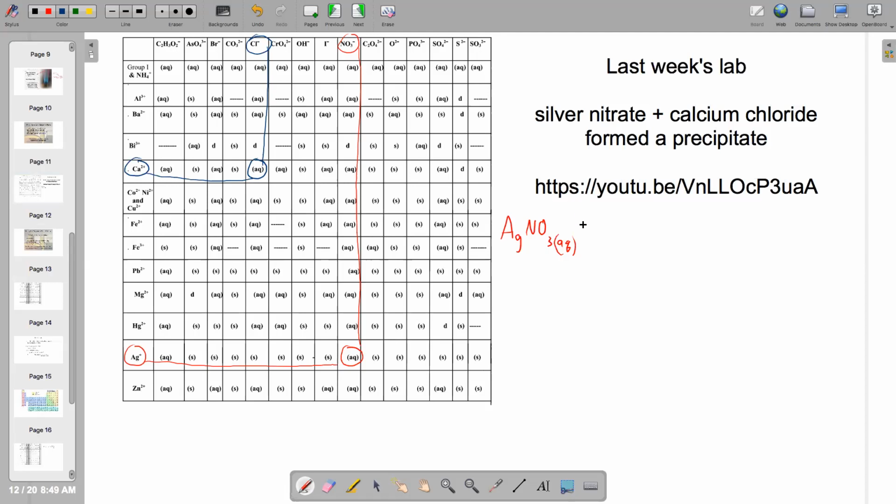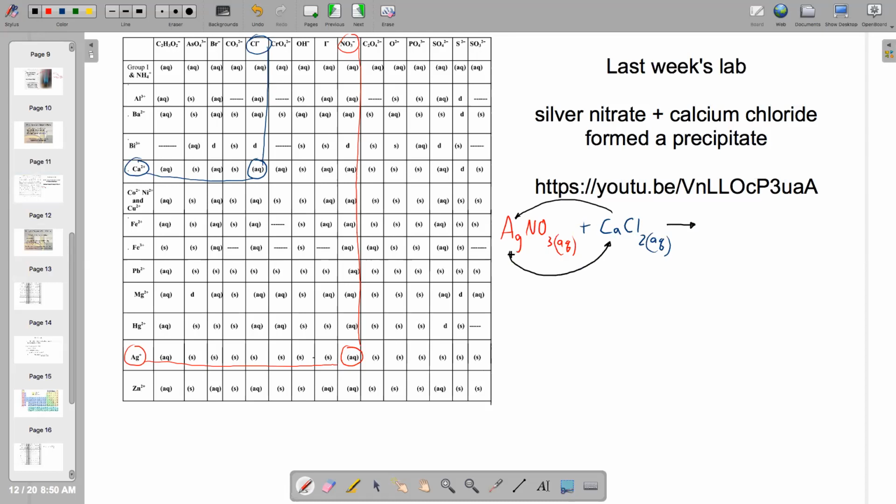So you had silver nitrate plus calcium chloride. Calcium chloride is going to be CaCl2, and that's because calcium has a charge of 2+, chlorine has a charge of 1-. Now, this is a double replacement reaction, or double displacement reaction. So what happens in a double replacement reaction, possibly, is that the cations switch places. The silver goes with the chlorine, and the calcium goes with the nitrate.